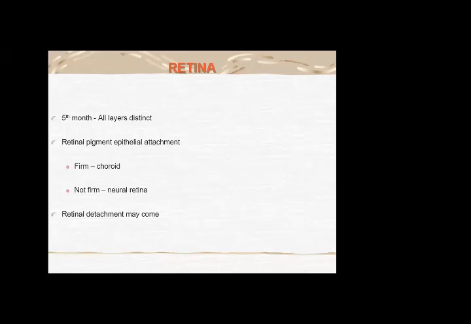So as a result, this attachment may break in cases of trauma or in disease. This attachment between the pigment and the neural layer of retina, since it is not firm, it may simply break down because of trauma, and the result is what is called retinal detachment. ये अभी हम इसको in detail करेंगे.